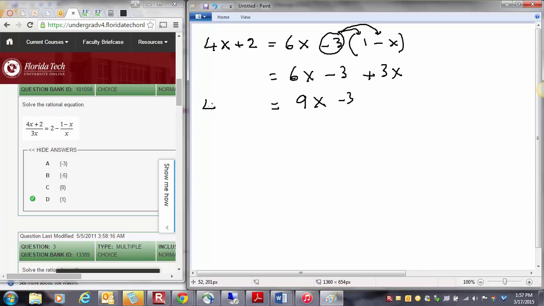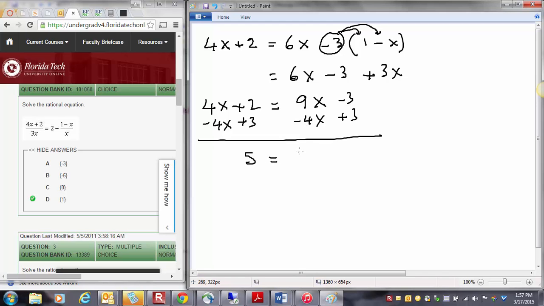We still have 4x plus 2 on the left side. So if you subtract 4x from both sides, what happened? That 4x will move to the right. And if you add 3 to both sides, what happened? That negative 3 will move to the left. So let's see what's going to happen here. Minus 4x plus 4x will cancel, so that's a 0. 3 plus 2 is 5. 9 minus 4 is 5x. And 3 minus 3 is 0. Divide both sides by 5.